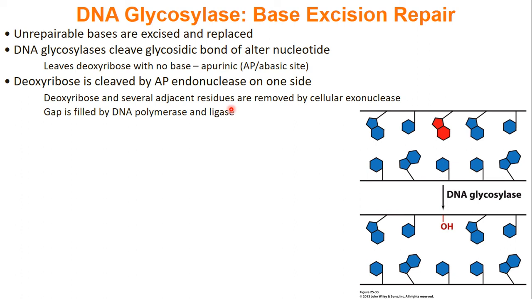And when that's gone, what will happen is that we need to replace that base. So we're just going to cut away some of the bases around it by an exonuclease. Then polymerase can come in and fill in that gap, and ligase can seal the nick. So it's kind of like a mini replication event, because we will have our template to know what should go on the other side.